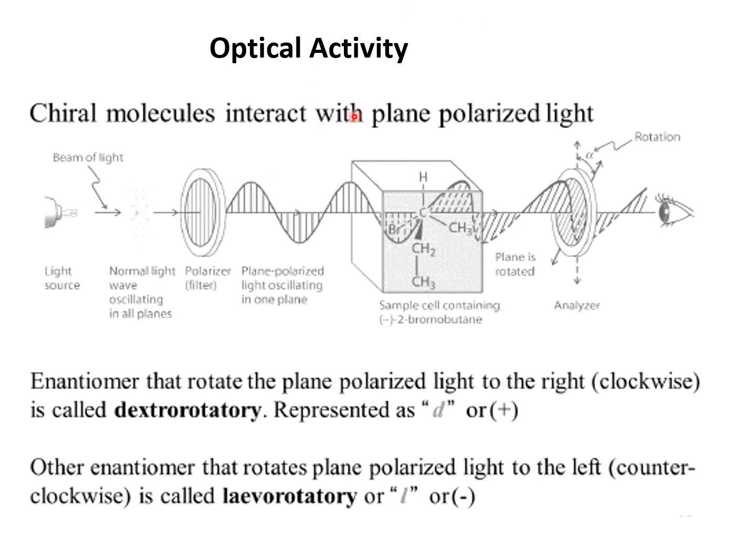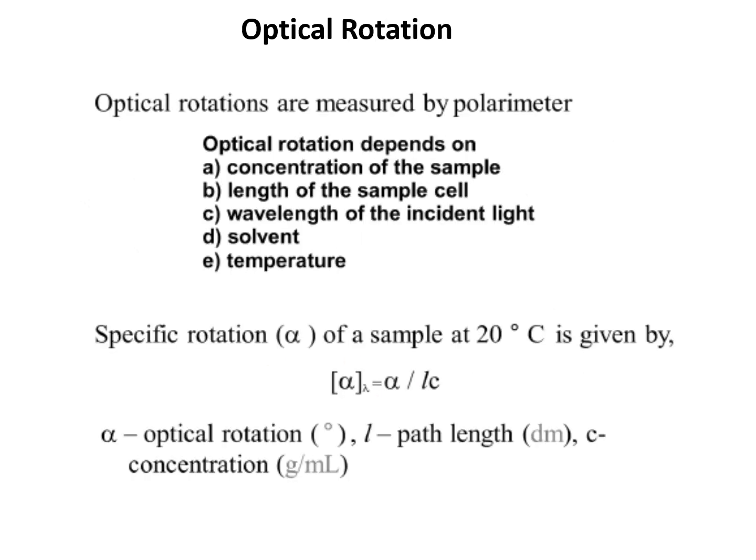Again, the concept of optical activity. Chiral molecules interact with plane polarized light. This is how the actual experiment has been performed in order to determine the optical rotation. The rotation is denoted by either plus or minus or in the form of D or L. D means dextrorotatory, L means levorotatory. That is, one is clockwise rotation, the other one is anti-clockwise rotation. The instrument used is a polarimeter. Here the optical rotation is denoted by the symbol alpha.